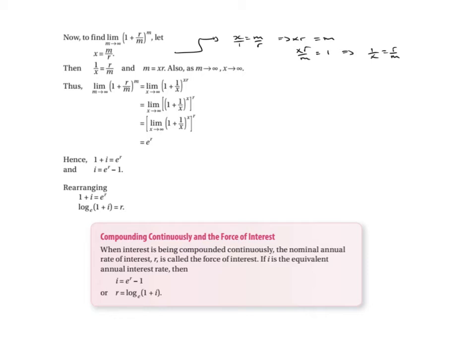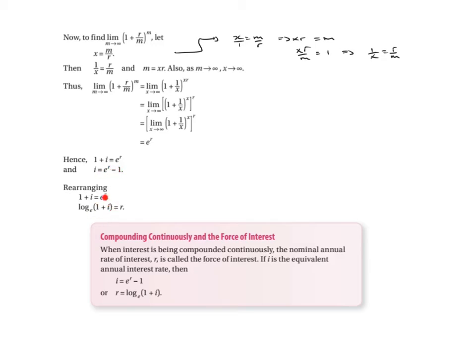In the second line, all we've done is take the R outside, because we're allowed to do that with our index laws. So now what we have is exactly the same as what's on here, apart from bringing the R out. From here, you can see that this limit we've already shown on the previous slide heads to e. So everything in this bracket is going to head to e, which means we now have e to the power of R. That means 1 plus I is equal to e to the R, and I, therefore, is equal to e to the R minus 1.